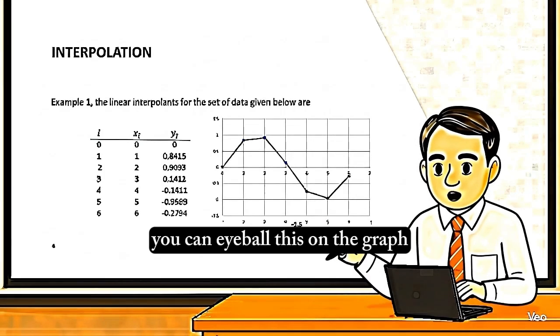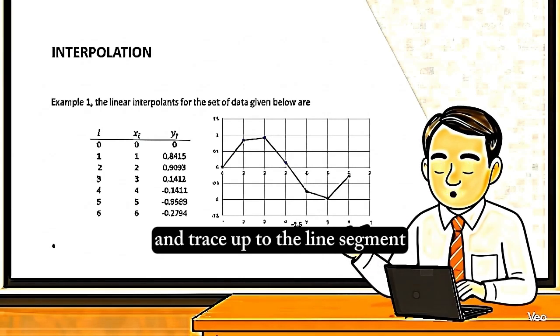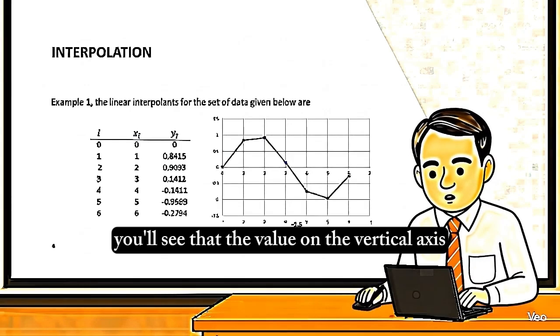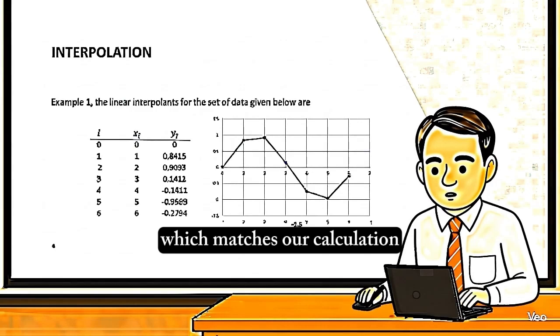You can eyeball this on the graph, find where x equals 1.5 is on the horizontal axis, and trace up to the line segment between the 2 points. You'll see that the value on the vertical axis is just a little bit above 0.8, which matches our calculation.